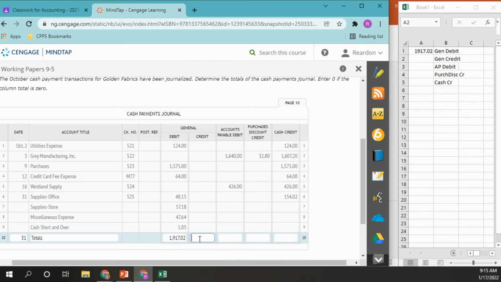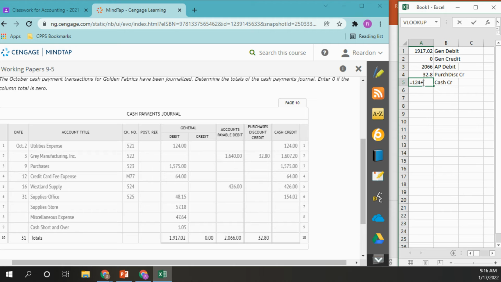Okay, 1917.02. No activity in general credit, so I'm going to put 0. AP debit equals 1640, these are payments I made to my vendors, plus 426, that's 2066. Purchase discount, as you can see, is 32.8. And cash credit. I will impact cash credit with every single entry, because that's why we have a cash payments journal, right? I'm going to add up all those items.